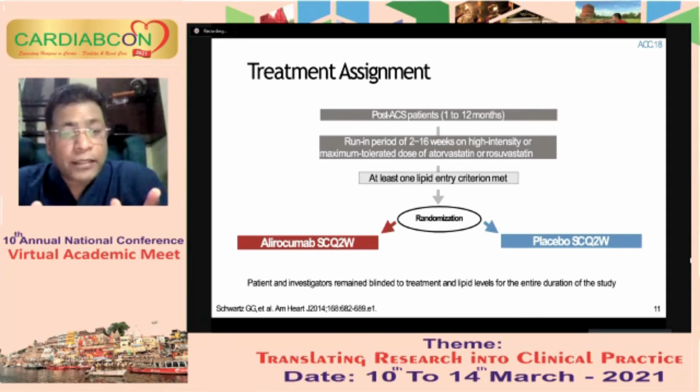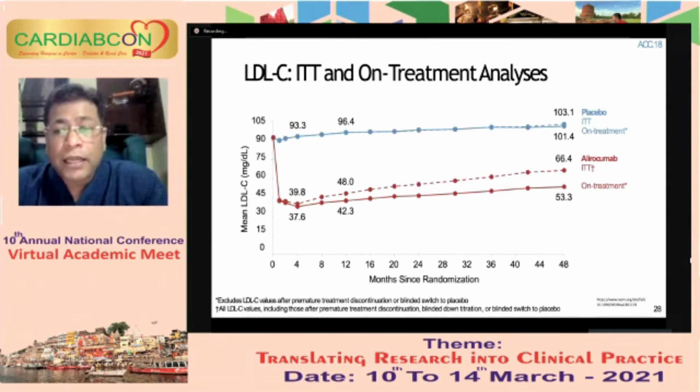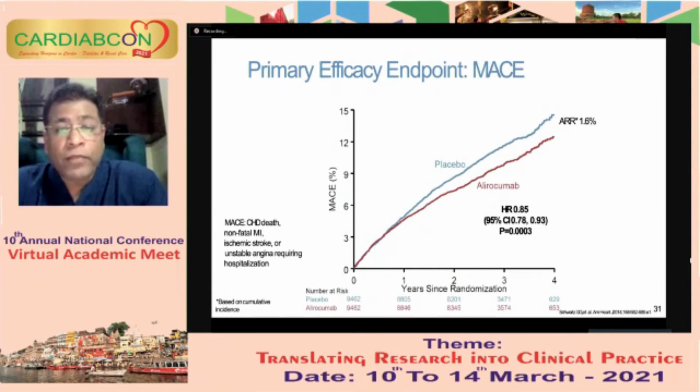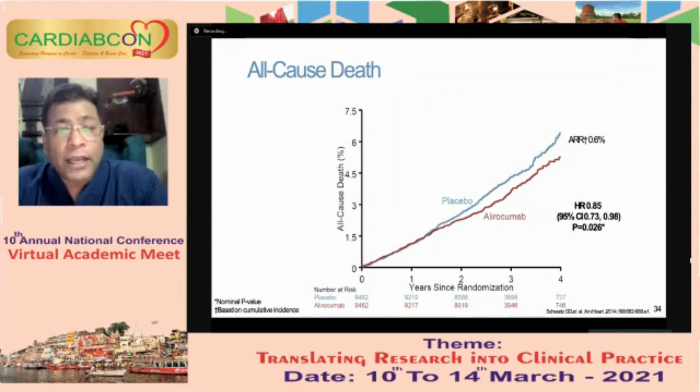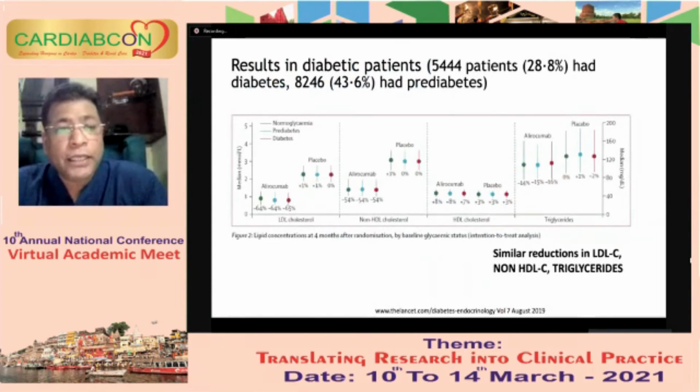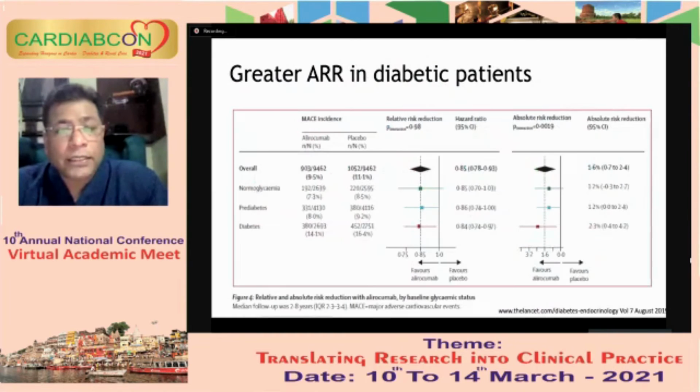So this was a trial on post-ACS patients between 1 to 12 months. And they also showed a similar benefit of around 50 to 52% reduction in LDL cholesterol. The primary efficacy endpoints were reduced. The absolute risk reduction was 1.6% with a p-value of 0.0003. All-cause death was also numerically less with a p of 0.02 and an absolute risk reduction of 0.6%. And in diabetic patients and in non-diabetic patients, there was not much of a difference, but there was a greater absolute risk reduction in diabetic patients.